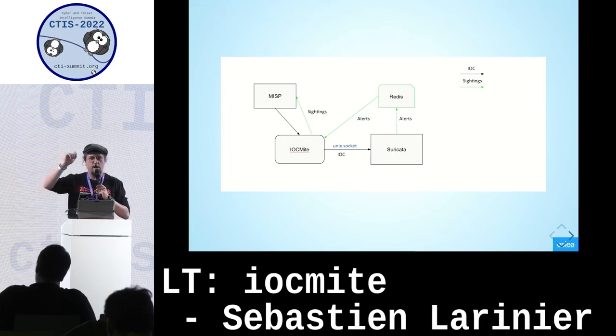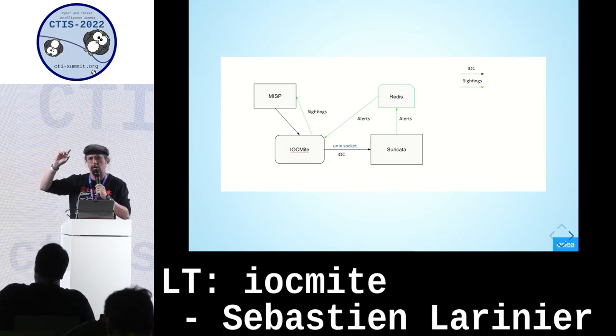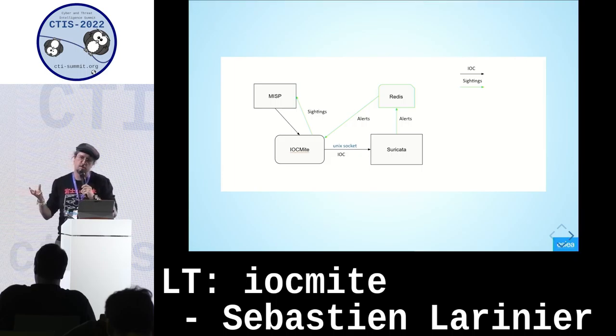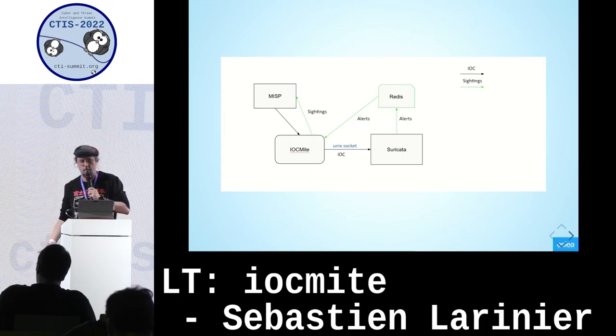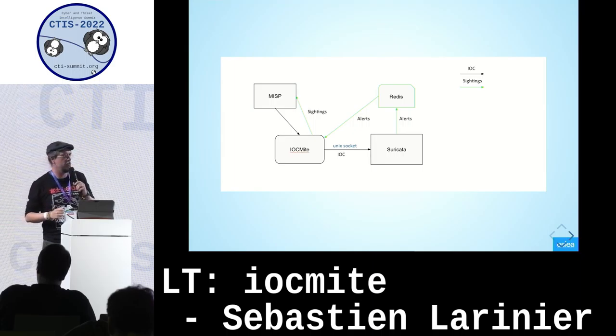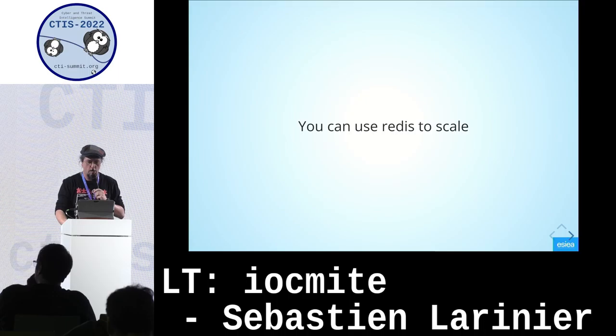Because if you add a new rule in Suricata, you must reboot the detection engine. With datasets, it's directly in memory, and your detection engine keeps working. You can use Redis to scale, or just pulling the sightings is enough.